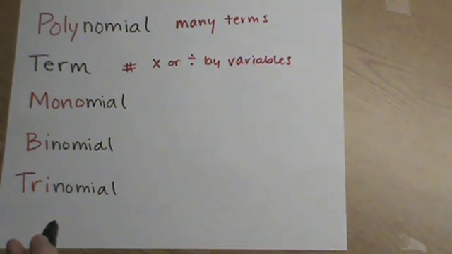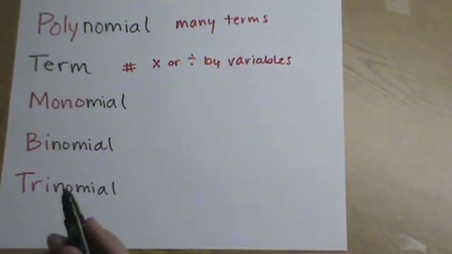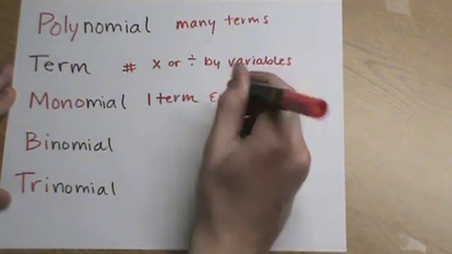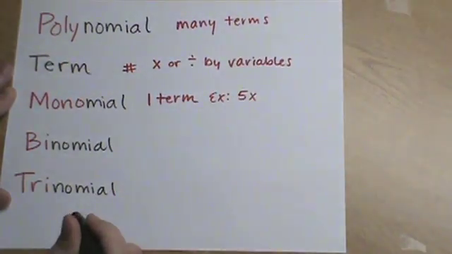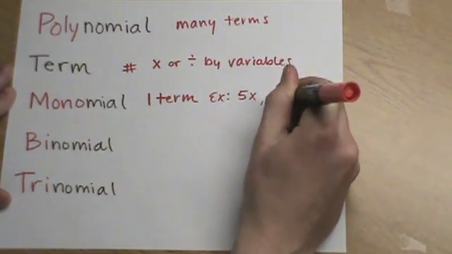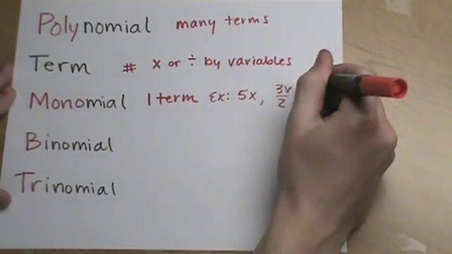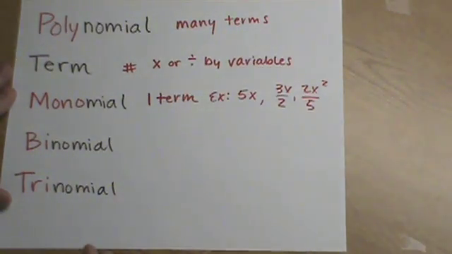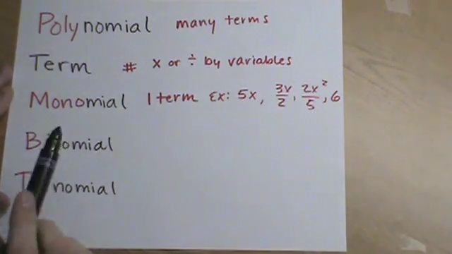Alright, now let's move on to monomial. Mono, you can think of monochromatic, which is a painting done in all one hue. For example, it could be done in different shades of blue, but it's still one color, blue. So monomial is only one term. So an example of that would be 5x or 3x over 2 or 2x squared over 5. Or it could be something as simple as a number such as 6. All of these examples are monomials, one term.